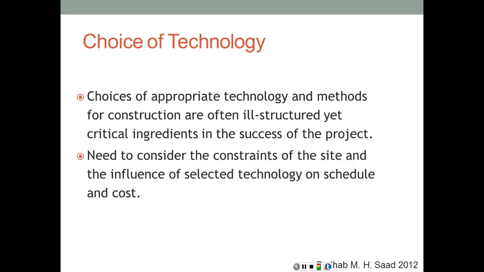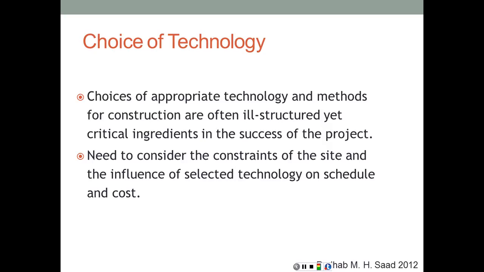When we talk about the choice of technology, it's the choice of appropriate technology and methods for construction, which are often ill-structured, yet critical ingredients in the success of the project. So if we do not have a clear structuring of when we are going to need this piece of equipment, we might end up acquiring it too early, which is going to result in additional cost, or too late, which might result in a delay to the project.